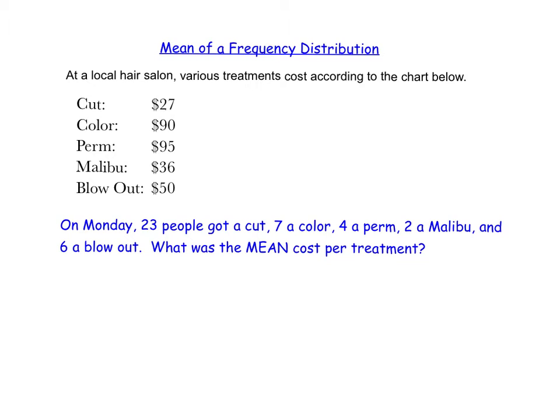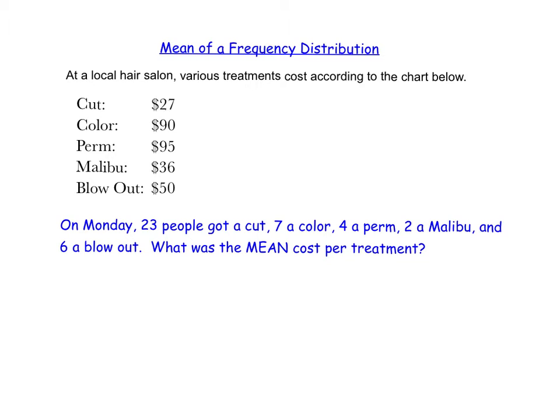It says at a local hair salon, various treatments cost according to the chart below. And so it's got the cost there. And it says on Monday, 23 people got a cut, 7 got a color, 4 got a perm, 2 a Malibu, and 6 a blowout. Whatever a Malibu and blowout are, I don't know, I'm a guy. But what was the mean cost per treatment?